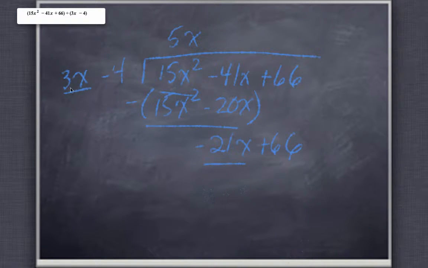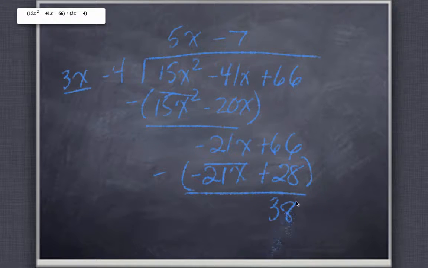So now I just compare these two. It's always just the first term in whatever's dropped down. Negative 21x, 3x goes in negative 7 times. So negative 7 times 3x is negative 21x. And negative 7 times negative 4 is positive 28. Subtracting the whole thing, these two cancel. 66 minus 28 is 38. So I have a remainder 38.